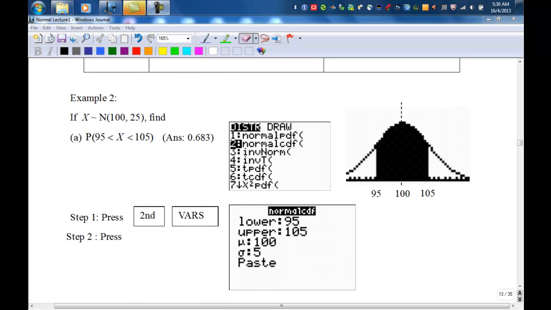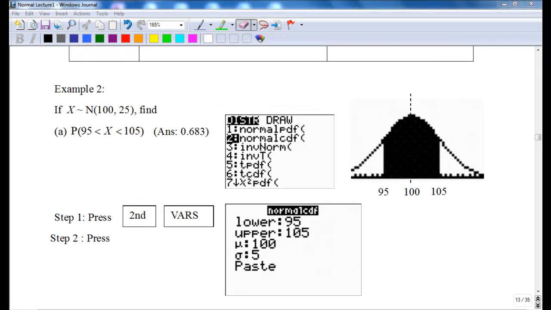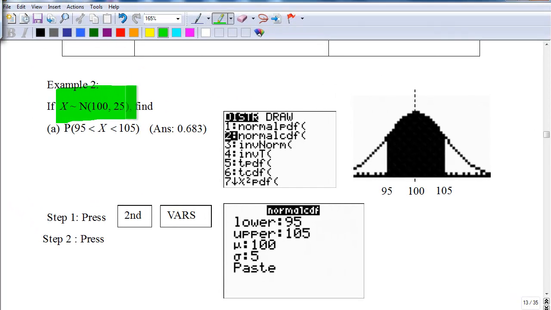Now, example 2 is just practice for the earlier section. If you've understood the earlier section, then example 2 just allows you to use your GC to practice computing normal CDFs. Example 2 says that x follows a normal distribution with mean 100 and variance 25. It's always a good habit to think of 25 as 5 squared, so that when you key in your sigma into your GC, you don't key in 25 but you key in 5.